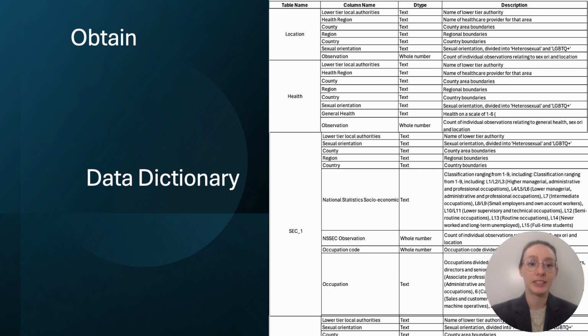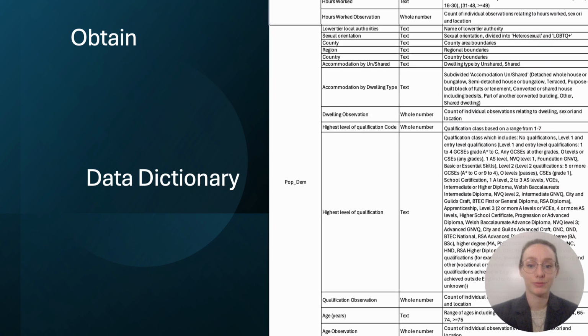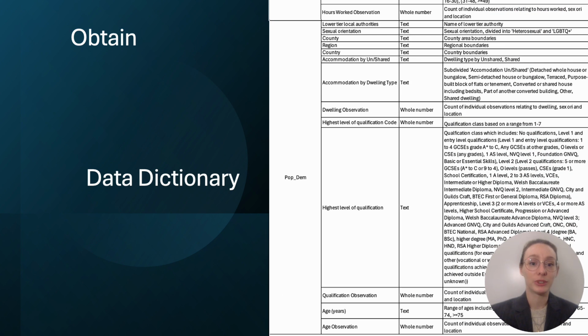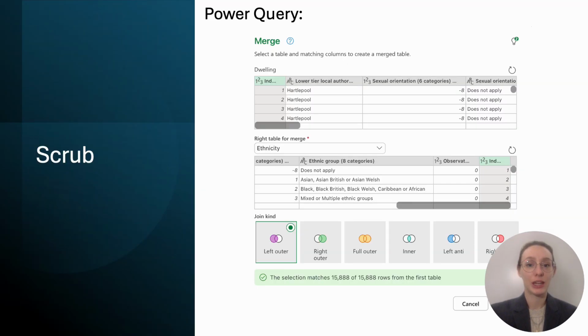I then created a data dictionary where I logged the name, data type, and description of each column. This can be used as a comprehensive guide to the data and aids in overall understanding. The next step of the OSN framework is scrub.